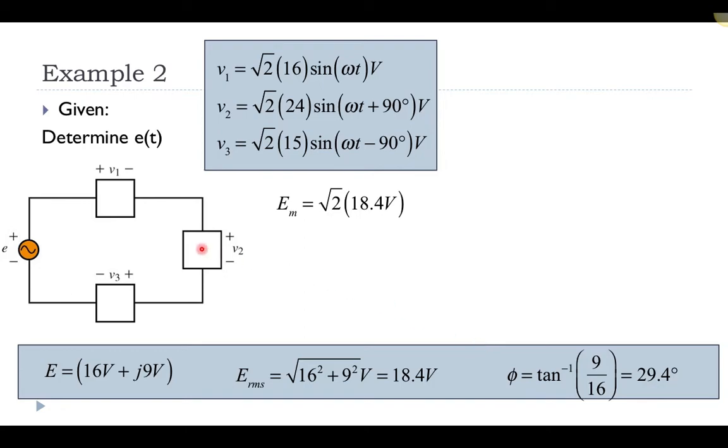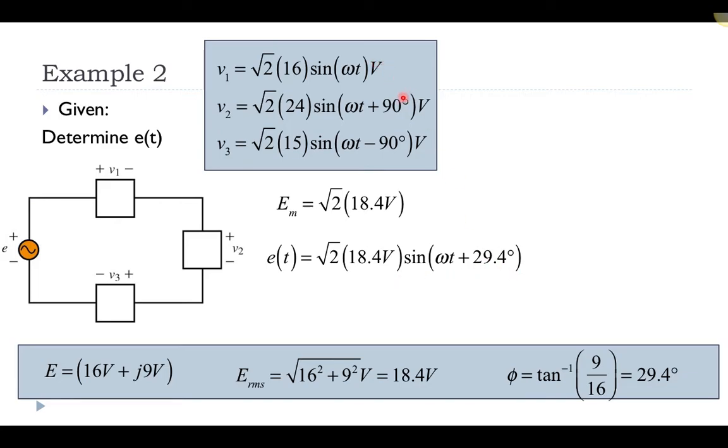So in order to write the voltage supply in terms of the sinusoidal varying function, I need to figure out what the amplitude is. And I figured out the RMS value because that was my polar notation, so I would need to multiply that by the square root of 2. And so I can write the sinusoidal source as being the square root of 2 times 18.4 times sine omega t with a phase angle of 29.4.